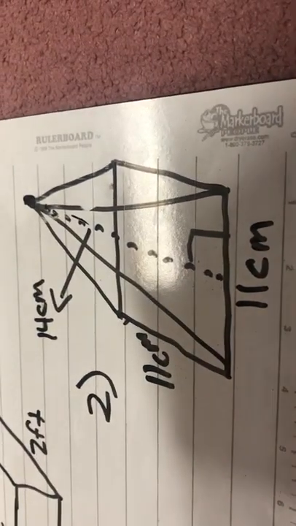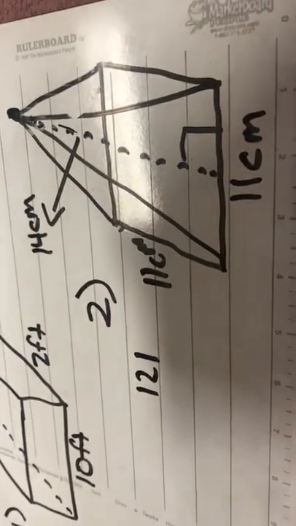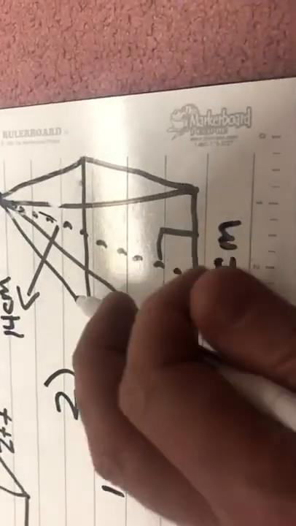I just square the length of the side. 11 times 11 is 121. So I'm going to write that number down off to the side, my 121. Now I know that I have 4 triangles.